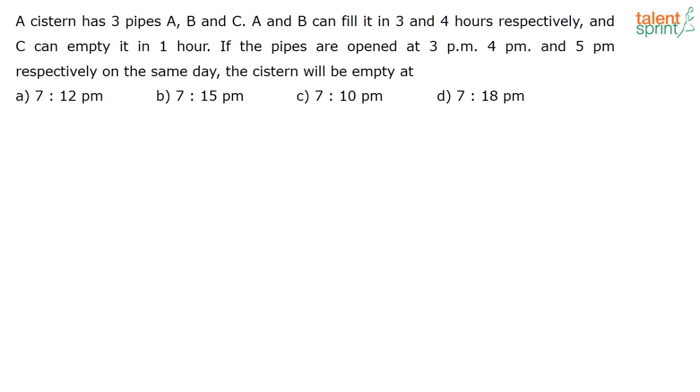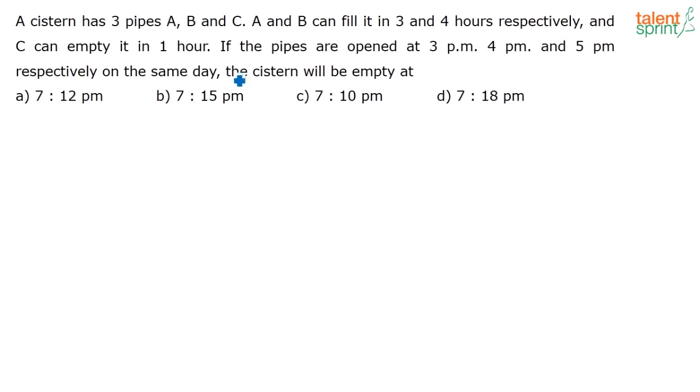The next question is there on the screen. A cistern has 3 pipes A, B and C. A and B can fill it in 3 hours and 4 hours respectively, and C can empty it in 1 hour. If the pipes are opened at 3 p.m., 4 p.m., 5 p.m. respectively on the same day, the cistern will empty in dash. Okay, let me solve it.